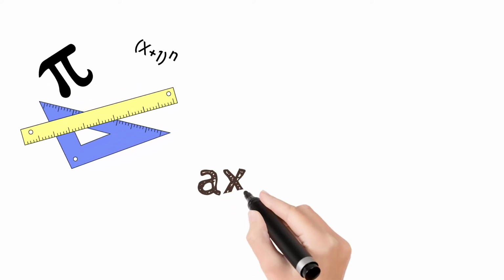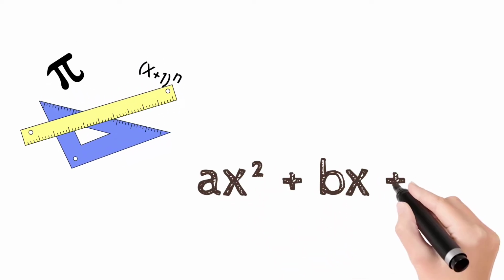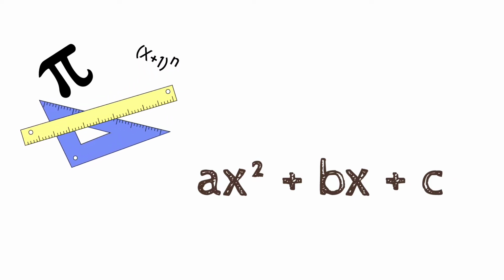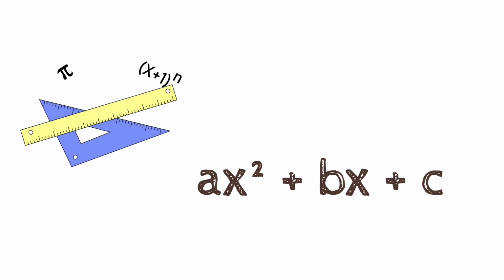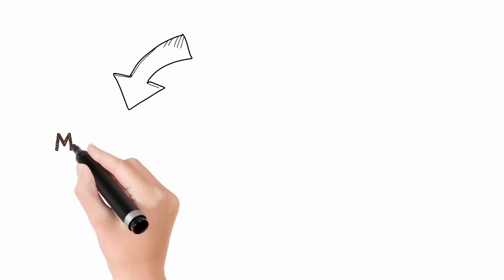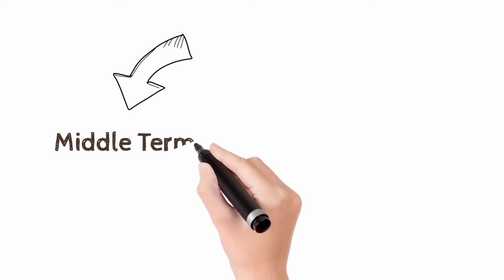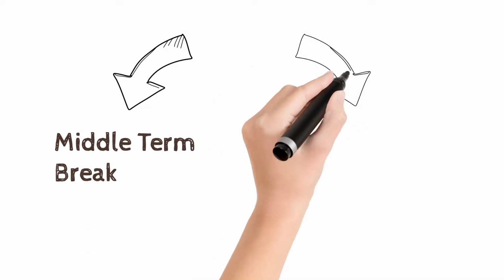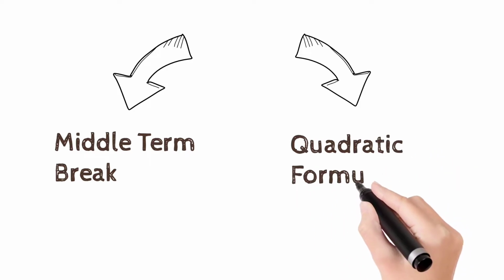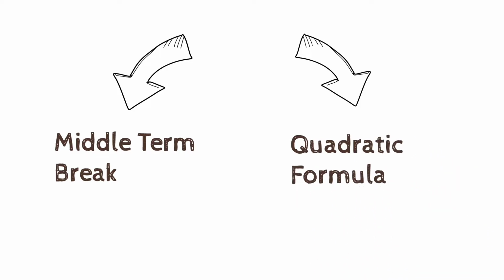So the basic example of a quadratic equation will be ax square plus bx plus c, meaning a square term, just an x term with a rational number, and just a rational number. There are only two methods you need to solve the equation. The first is the middle term break and the second is the quadratic formula. Both are important in their own ways and we will be needing both of them.